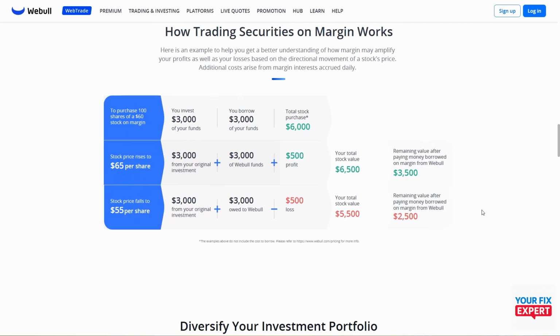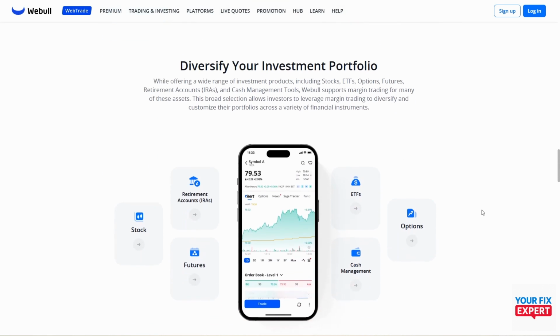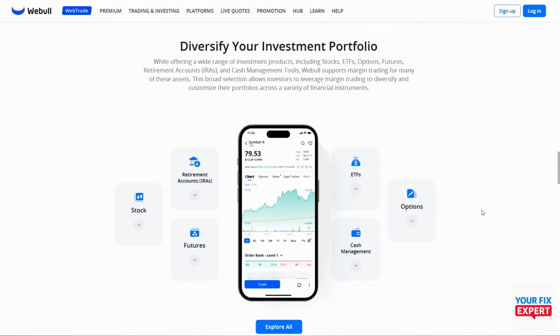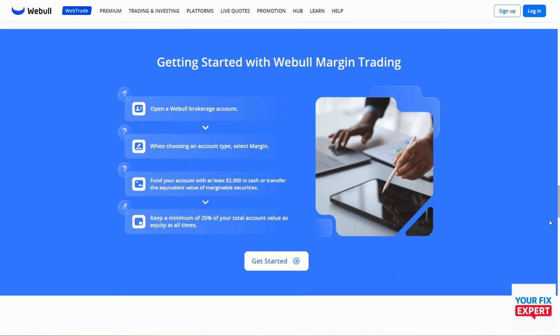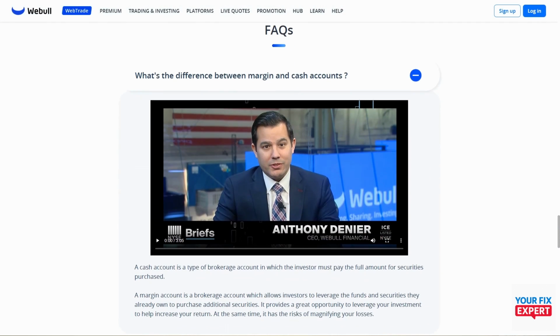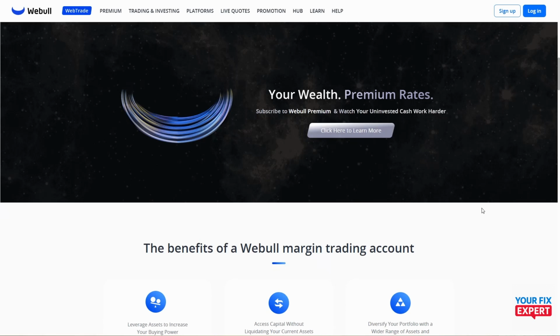Now, there are some risks and considerations. If your account equity falls below the required maintenance margin, Webull may issue a margin call requiring you to deposit additional funds or securities. Failure to meet a margin call can result in Webull selling your securities without prior notice to cover the shortfall. While leverage can increase profits, it also magnifies losses, potentially exceeding your initial investment.